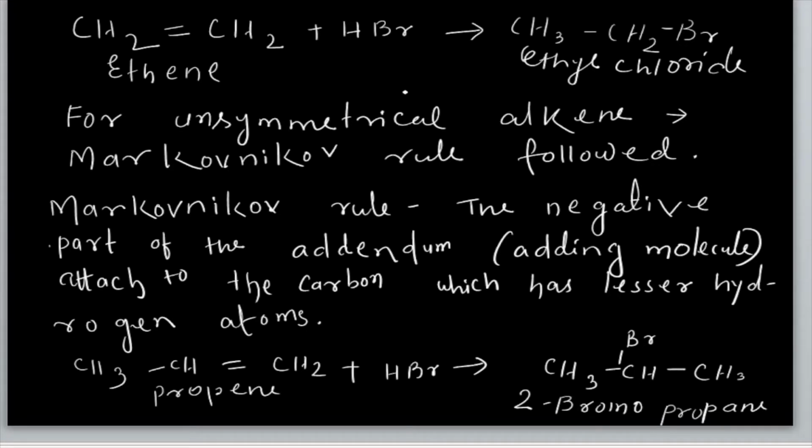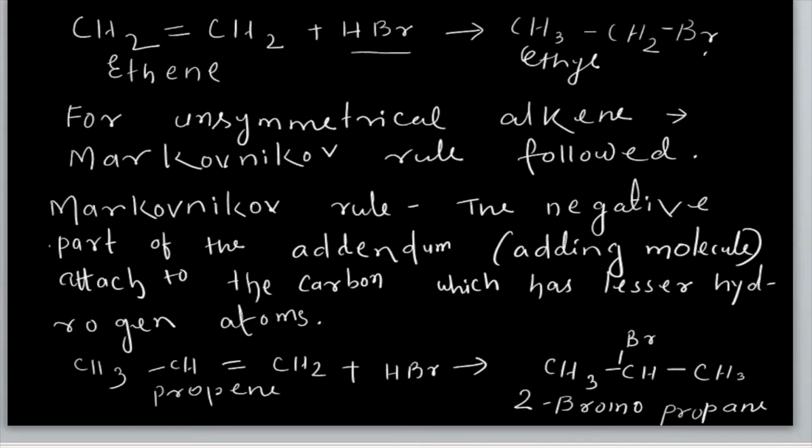CH3, CH2, Br. What is the name? There are 2 carbons there, and 2 carbons, that is CH3, CH2, Br, ethyl chloride, or you can say, sorry, it is not chloride, it is ethyl bromide. So here also it is written as ethyl chloride, but it is not ethyl chloride, it is ethyl bromide. You can say it is ethyl bromide, or you can say bromoethane.